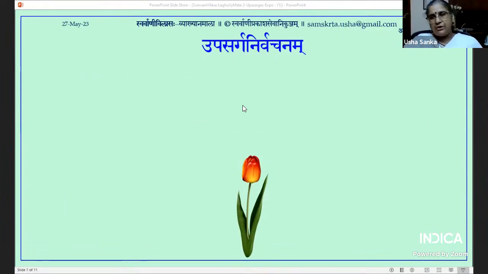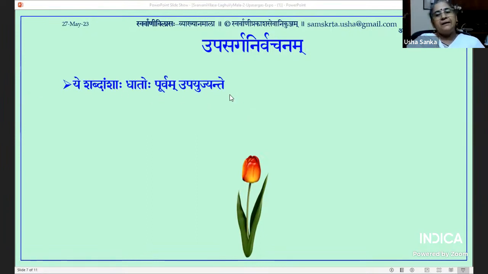Now we'll go to the definition of Upasarga. We already did it with the Ashtadhyayi of Panini. But a practical working definition will be the wordlets, or the bits of the word, which are added to the dhatu, prior to it, on the left side of the dhatu. This is very important. Upasargas are never added on the right side of the dhatu. They are always added on the left side. That is another thing. So the word bits which are added to the left of the dhatu.